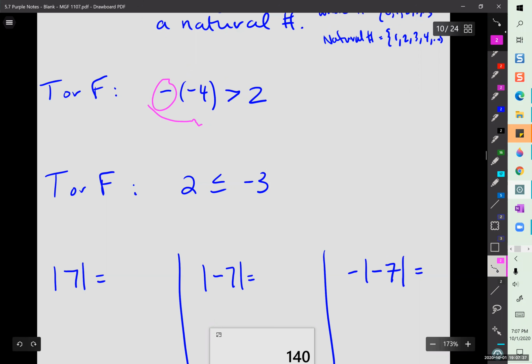So minus a -4, minus a negative would become a positive, right? So the left side is equivalent to 4. So now we judge this. Is this true? Remember, bigger side of the inequality going to the bigger number. So this is saying 4 is bigger than 2. True statement, right? So we would say this is true.